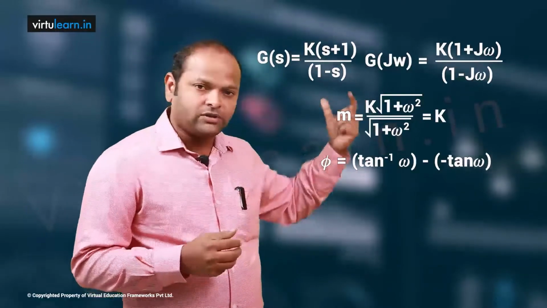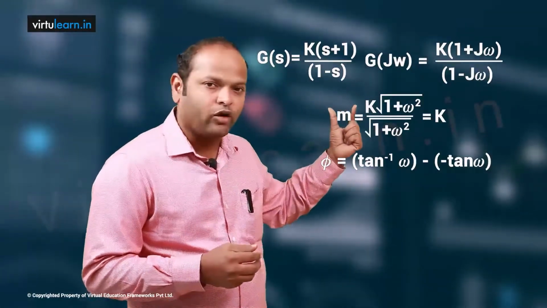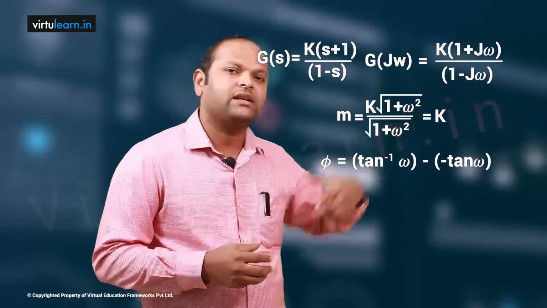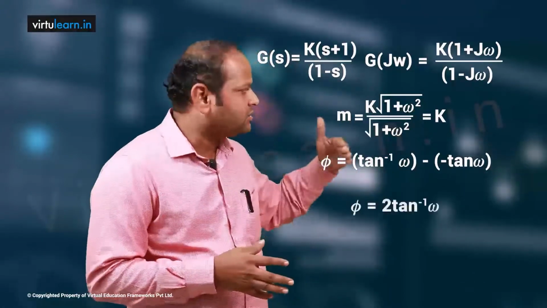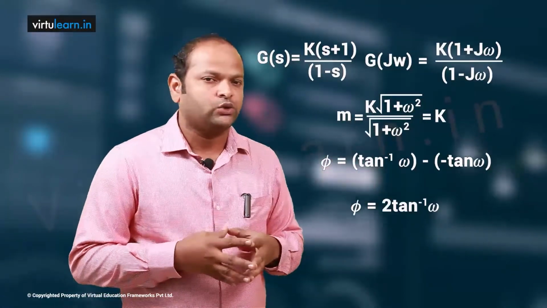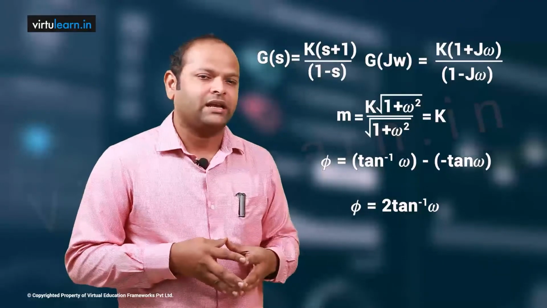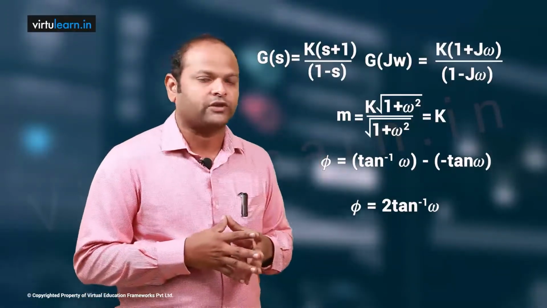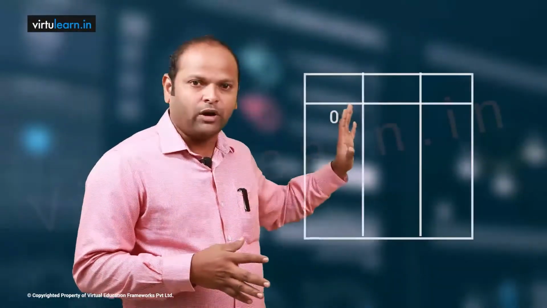So when it comes here, it is going to be tan inverse omega, which you have already written, minus of minus tan inverse omega. The result is 2 tan inverse omega. So 2 tan inverse omega is the phase angle expression for the given open loop transfer function. Now look at the table, how we can prepare it.